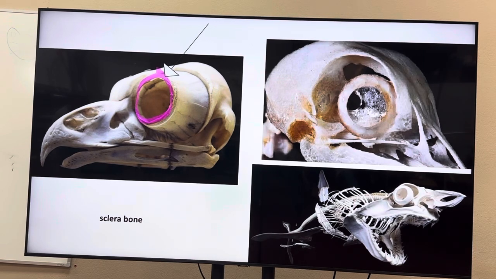So the point I'm trying to make here is that in dogs or domestic mammals, we have seen that the extrinsic muscles of the eye are attached on the eyeball itself.